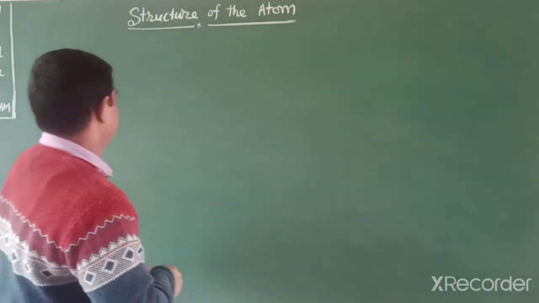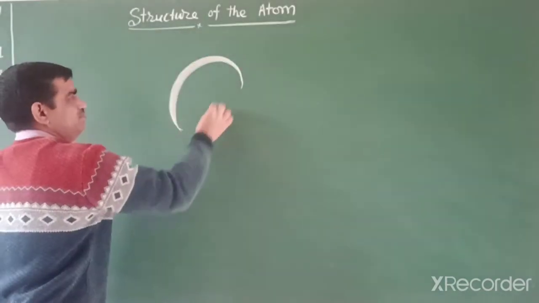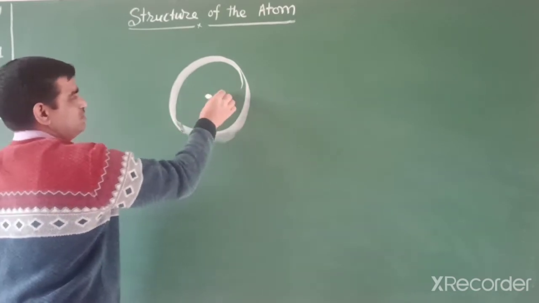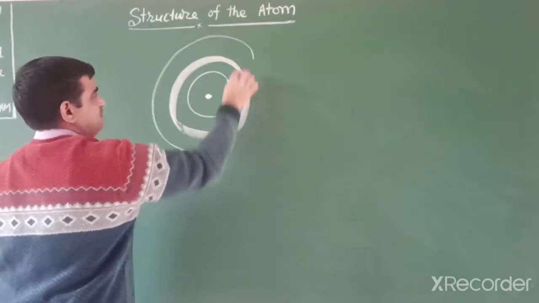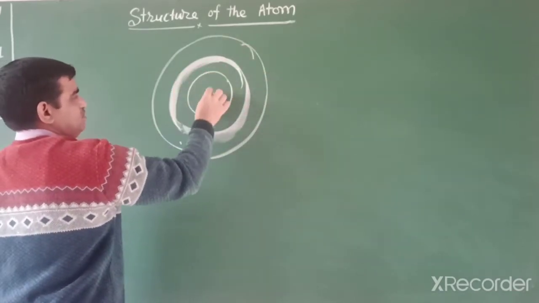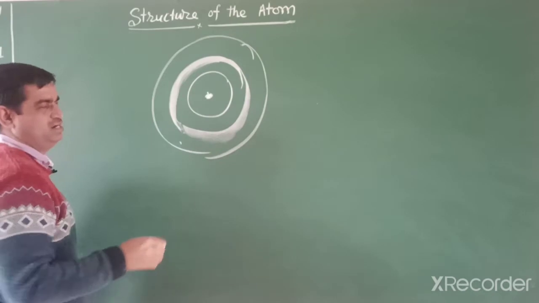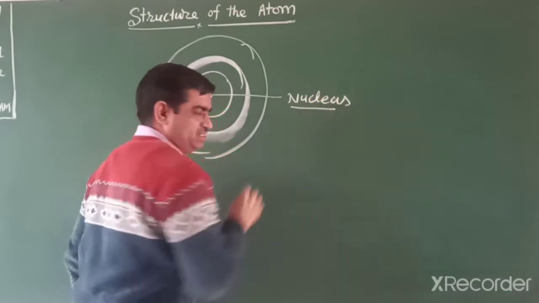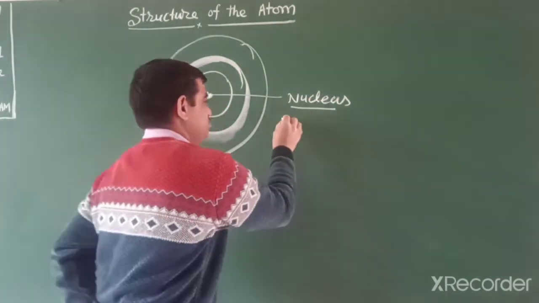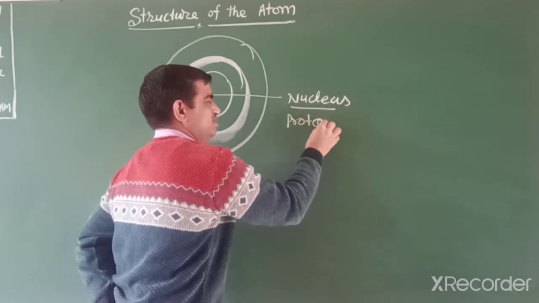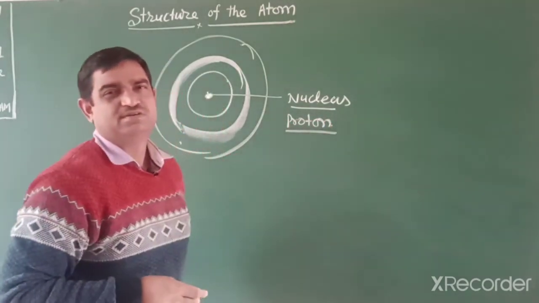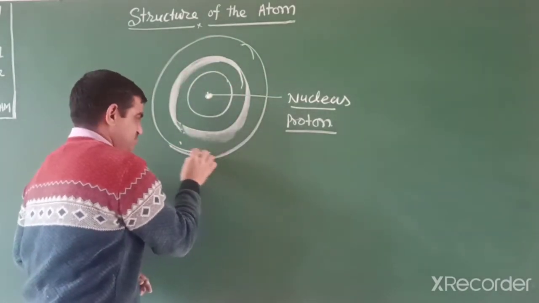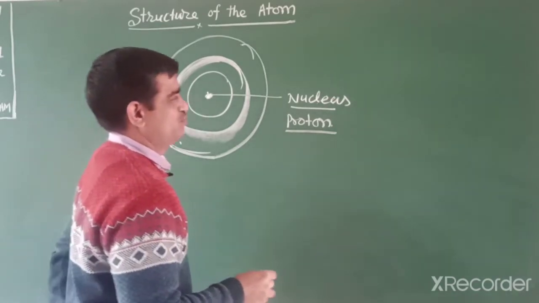So Rutherford concludes the nuclear model of the atom. In this, the center of the atom has a very dense part, and electrons revolve around it. Students, this dense part is known as the nucleus, and in this nucleus positive protons remain, because at that time only the proton and electron had been discovered. Electrons revolve around the nucleus like the solar system model.